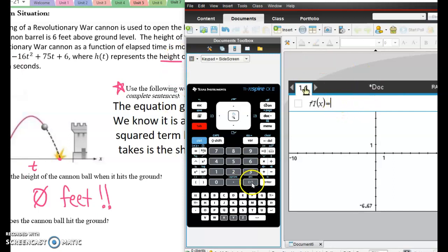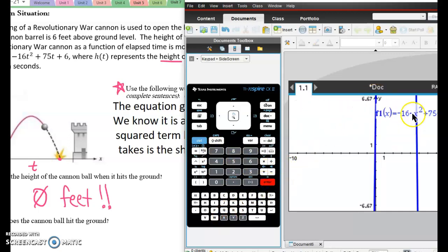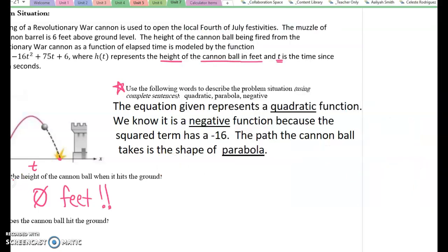Those are my dogs. All right, so we're going to graph this negative 16. We can't graph a t, but we can graph it as an x. So it's negative 16x squared plus 75x plus 6, right? Okay, so we're going to graph that. And it looks like it's really, really tall, right? And it is. So what I want to know is where this cannonball is, let me move this over for a second.